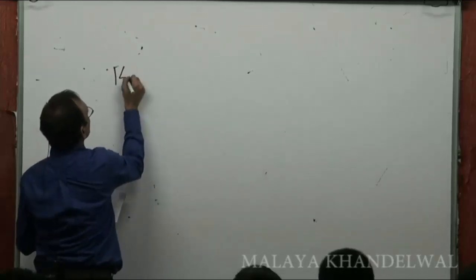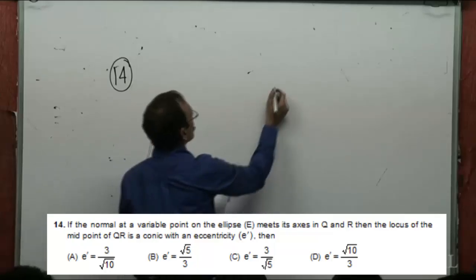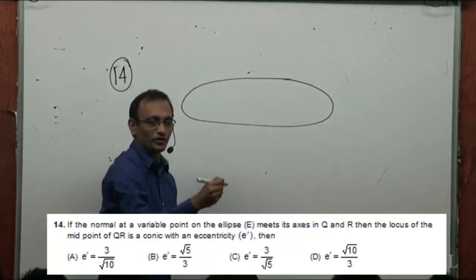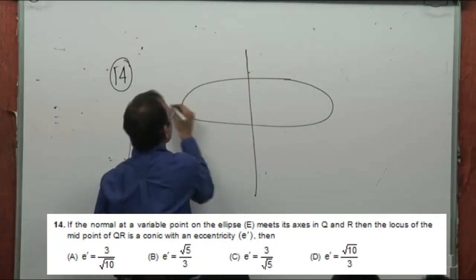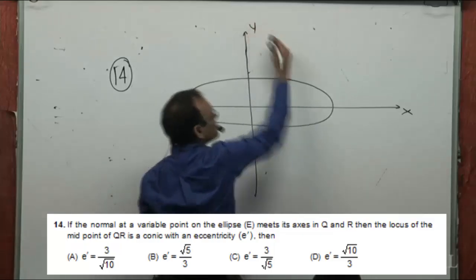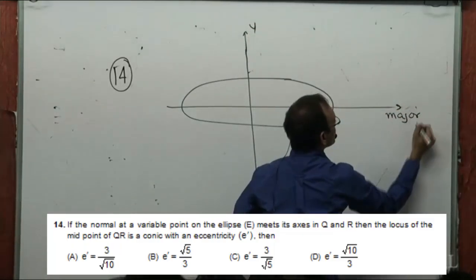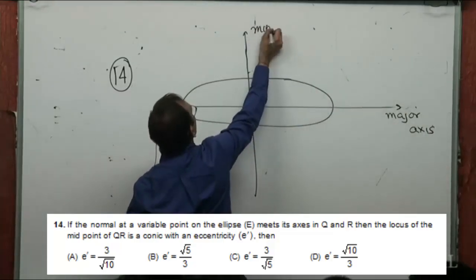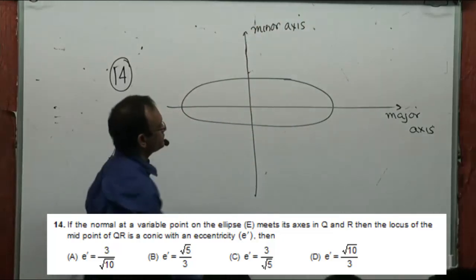Part 14. It's a standard property. I must have mentioned this property at some point of time, right? So if these are the major and the minor axis, this is the major axis, this is the minor axis, it need not be the x and the y axis, could be anything. The physicality does not change.